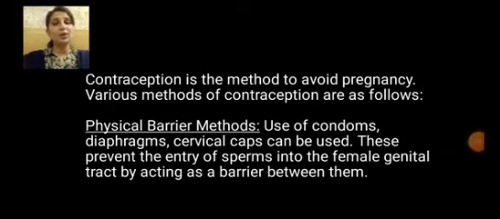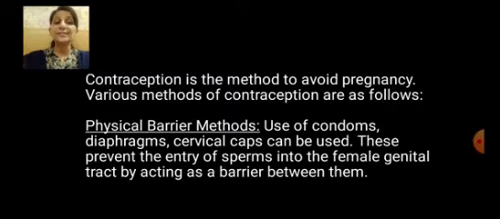In this period of population explosion, it is very important that there should be control over childbirth. So the birth rate has to be controlled. A concept called contraception is the method to avoid pregnancy. There are various different methods of contraception.